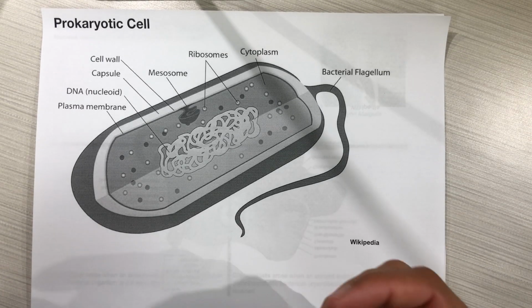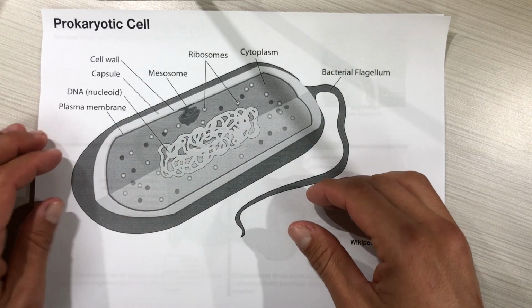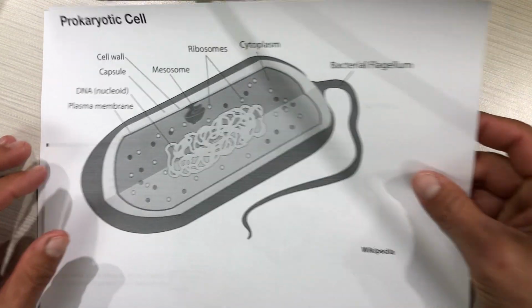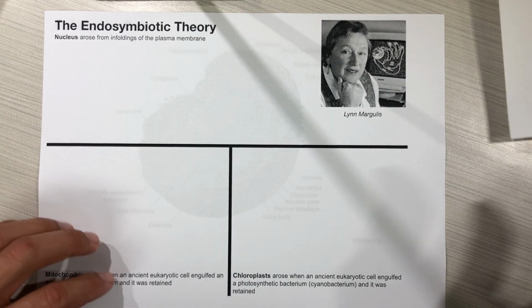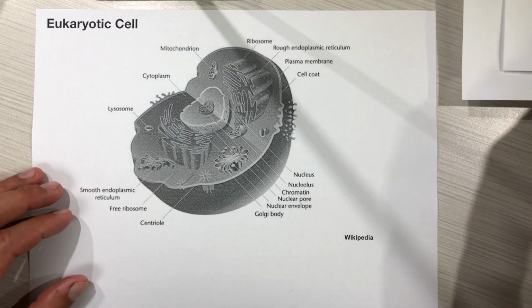When we talk about the endosymbiotic theory, the reason this theory exists is that it explains how we go from this prokaryotic cell that we're going to start out at the origin of life through several steps that are going to take several hundred million years to arrive at a eukaryotic cell.